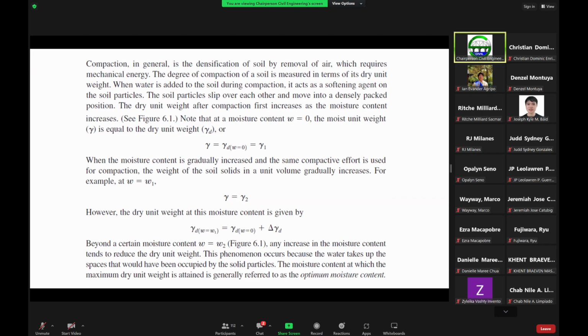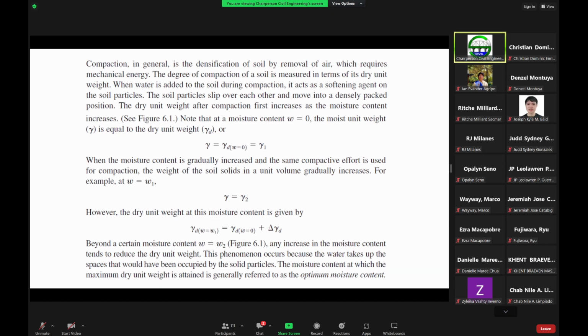Now, for example, you oven dry in the lab. Now, beyond a certain moisture content, say for example the moisture content equal to W sub 2, any increase in the moisture content tends to reduce the dry unit weight. Now, this phenomenon occurs because the water takes up the spaces that would have been occupied by the solid particles.